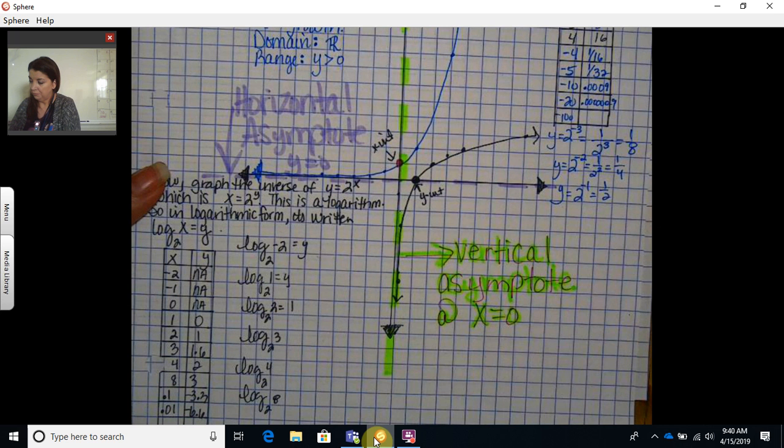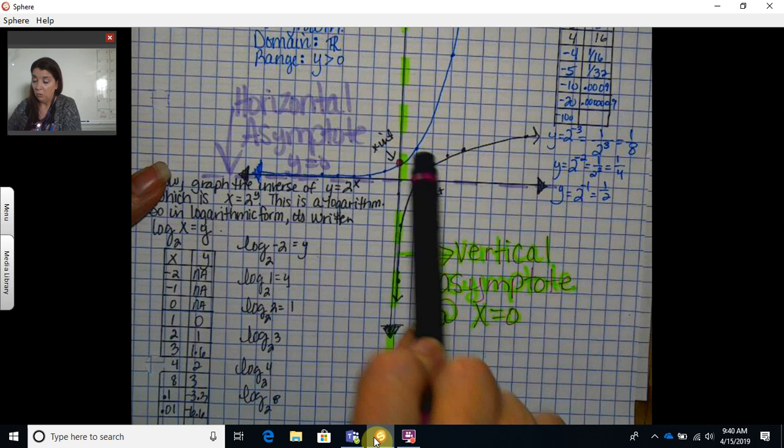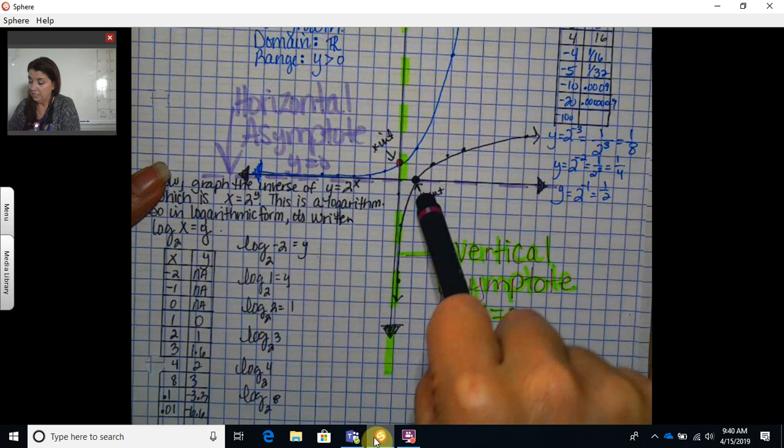So the difference is, when you have a logarithm, you don't call it a growth or a decay. That's only for exponentials. It doesn't have a special name like that. We know exponentials have a horizontal asymptote. Logarithms have vertical. We know exponentials have y-intercepts, where logarithms have x-intercepts. I said that backwards.